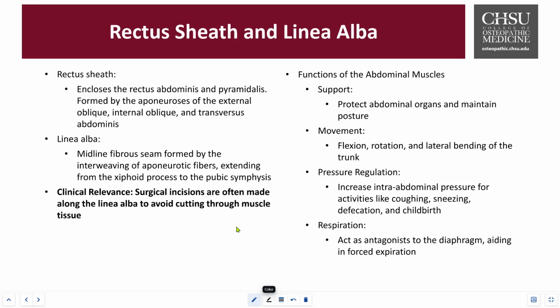Running down the midline is the linea alba. This is a fibrous seam that extends from the xiphoid process to the pubic symphysis, and it creates this interweaving of these aponeurotic fibers. The linea alba is the preferred site for surgical incisions because it minimizes any kind of muscle damage and reduces bleeding. But the weakening of the structure due to pregnancy or obesity can also cause complications.